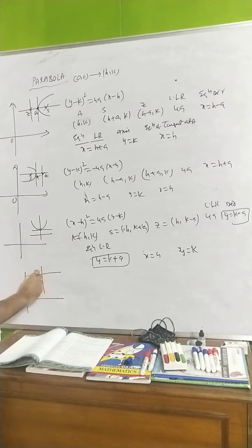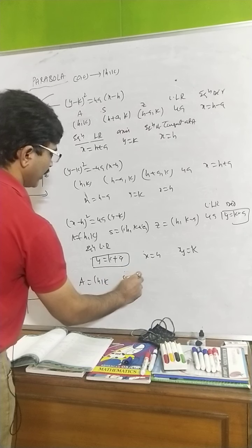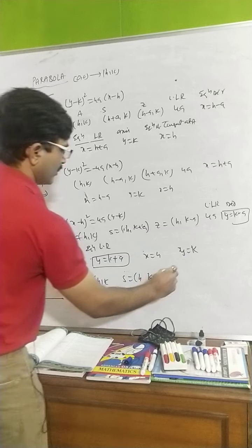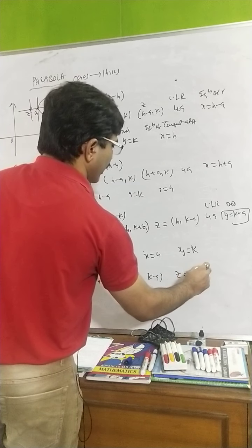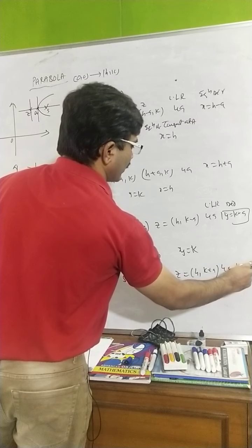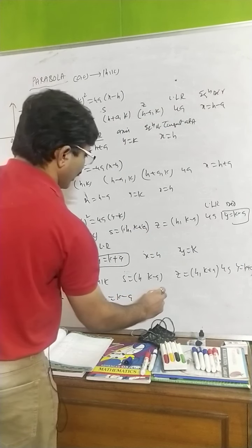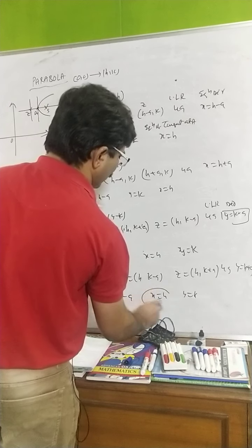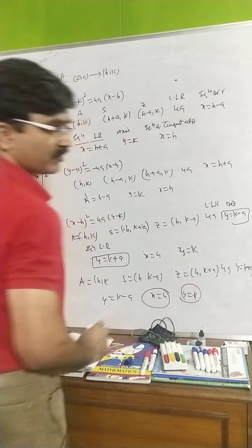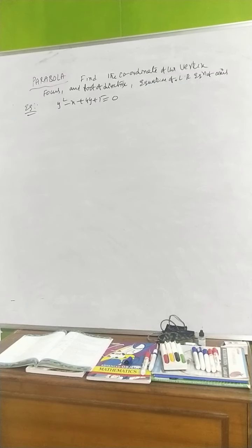One last diagram is there. If it is like this, a is (h, k), s is (h, k minus a), z is (h, k plus a), quite opposite. 4a is the same as it is, y is equal to k plus a here and y is equal to k minus a here, x is equal to h and y is equal to k, same as it is. This is the axis, this is the tangent. Like this we are going to have all those things.